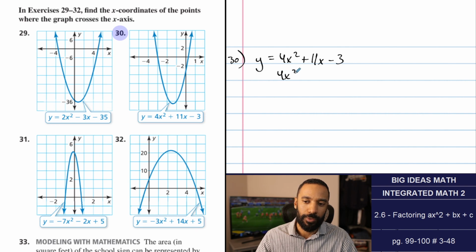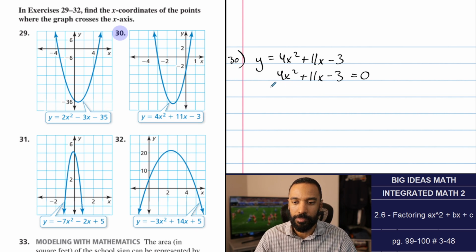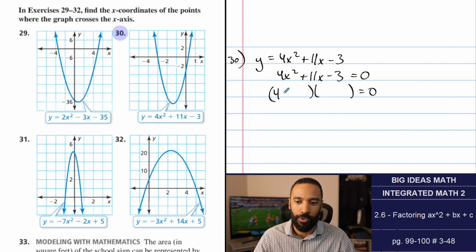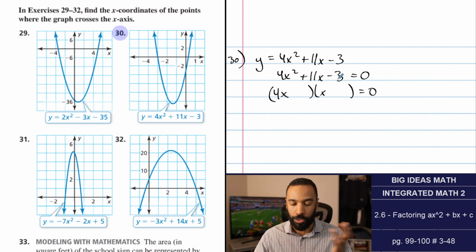We're going to set y equal to 0 because that's where y equals 0 is the x-axis. That's where we find x-intercepts. When I factor this, 11 being an odd number means I'm going to only test 4x with 1x. 3 is 3 and 1, 1 and 3.